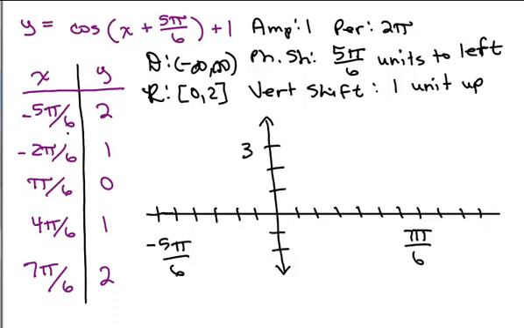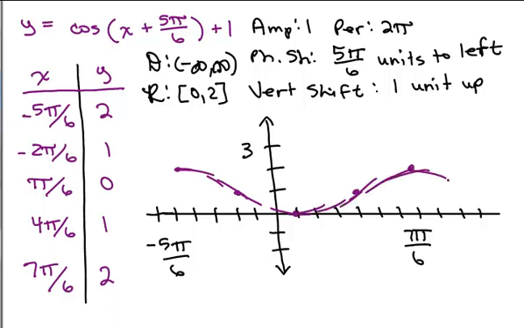So we've got negative 5 pi over 6, 2. So we go over 1, 2, 3, 4, negative 5 pi over 6 and up 2, and that's our start point. Negative 2 pi over 6, 1. That'll be right here. So we're going up 1 unit. Pi over 6, 0. So that means 1 pi over 6. So that's right here at 0. That's our low point. 4 pi over 6, 1. And 7 pi over 6 back up at 2. And that is our one cycle, one period of that function.